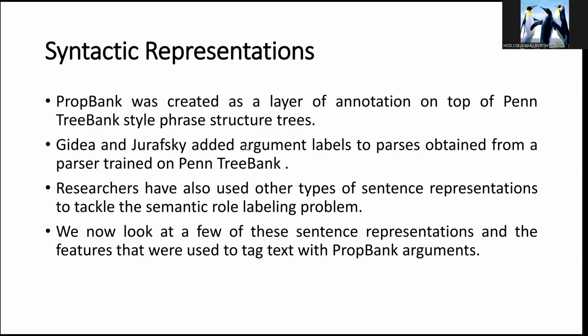Apart from this, Gildea and Jurafsky added argument labels for each and every phrase. So these researchers also used different types of sentence representations, that is, how we can represent each and every sentence based on its role and its concept. So that we call a role labeling problem. Now we'll see the different types of sentence representations. Out of that, the first one is phrase representation.